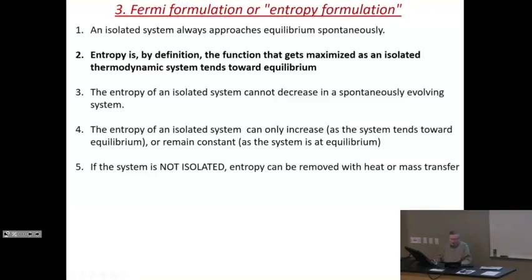Now we get to the practical formulation, which is the entropy formulation or the Fermi formulation. So this starts from an isolated system that always approaches equilibrium spontaneously. The entropy, as I said before, is by definition the function that gets maximized as your isolated thermodynamic system tends toward equilibrium. So that means that the entropy of an isolated system cannot decrease. It always goes up toward its maximum during the spontaneous evolution of your system toward equilibrium. Spontaneous evolution is always toward equilibrium.